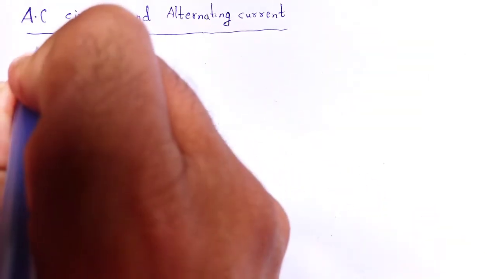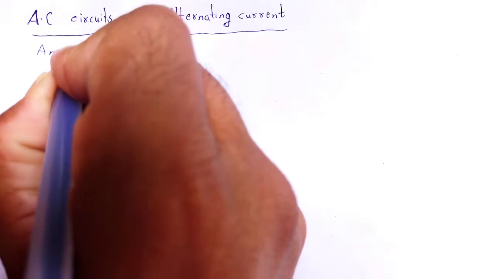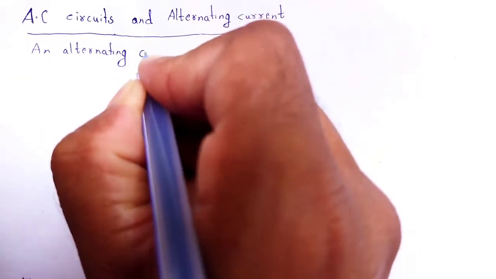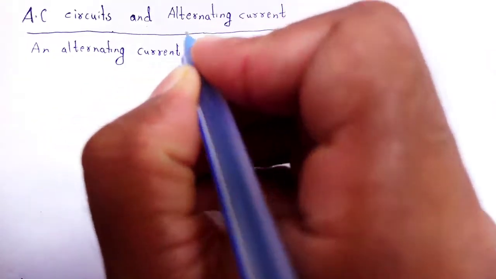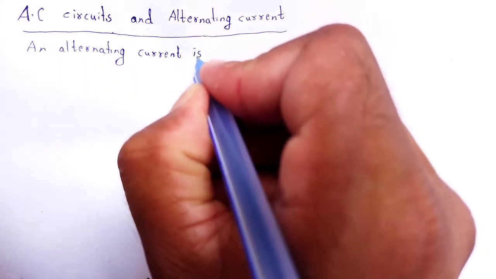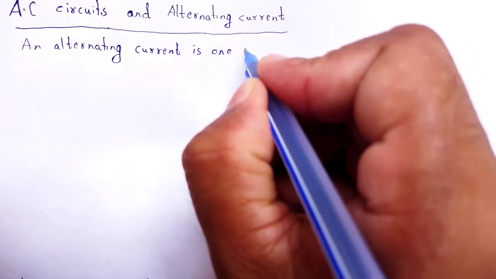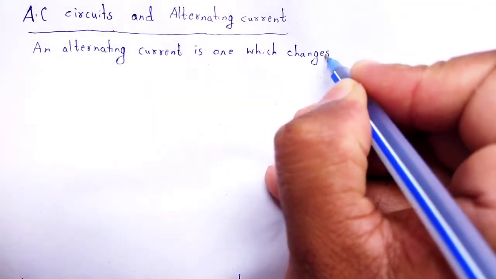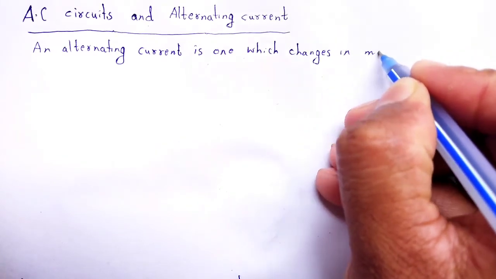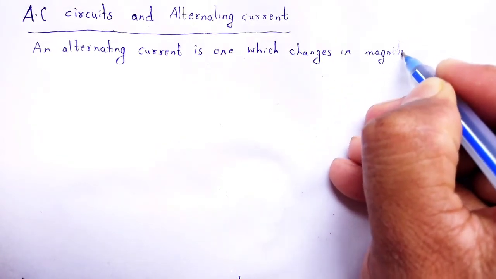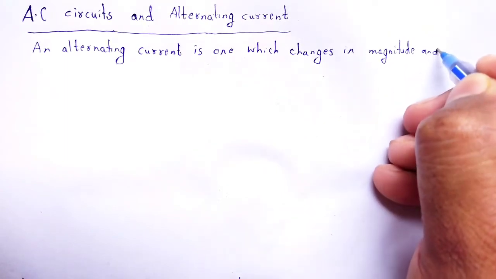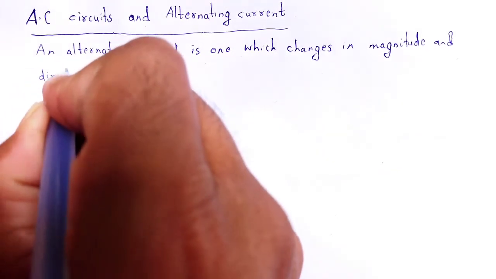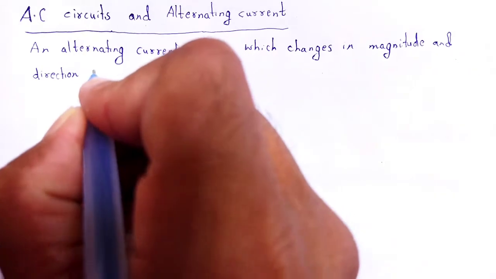An alternating current is one which changes in magnitude and direction periodically.